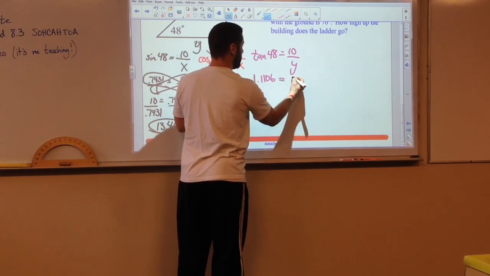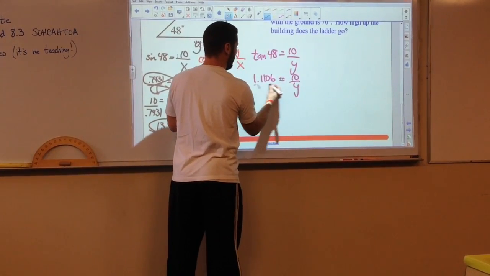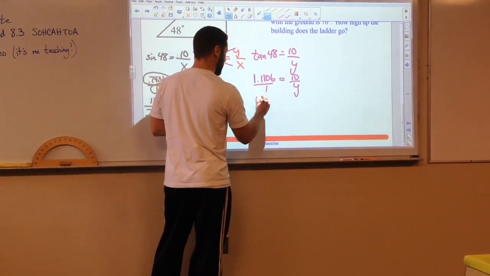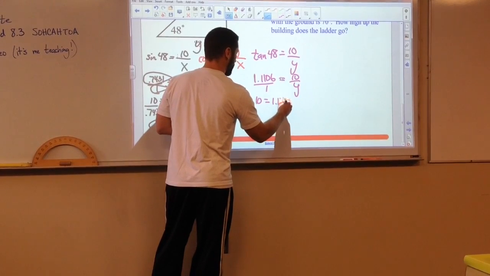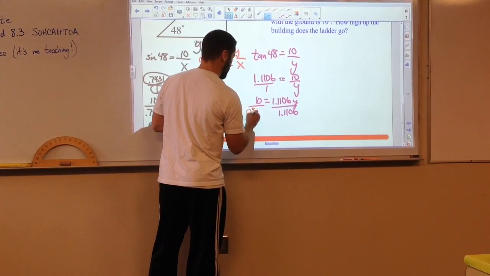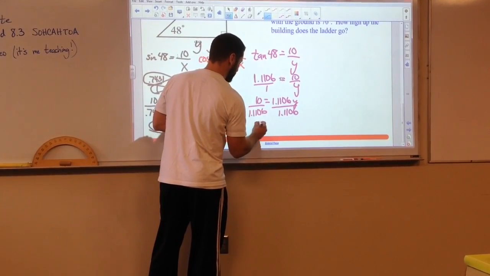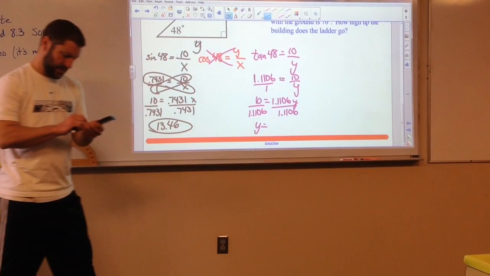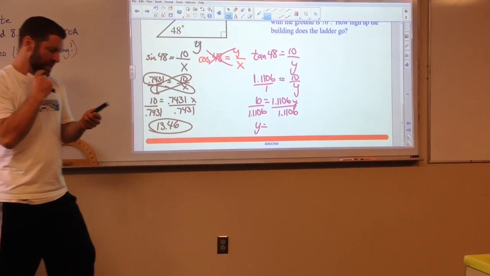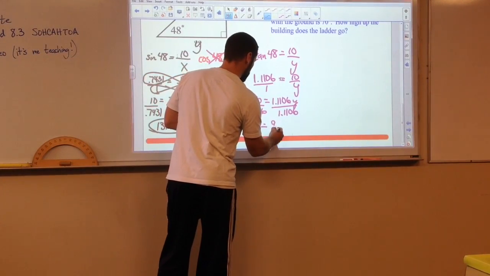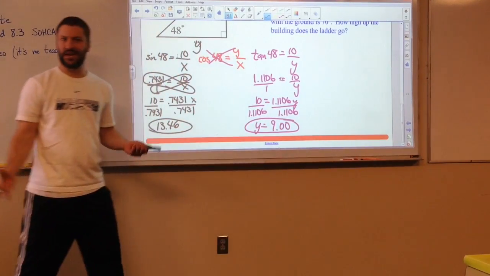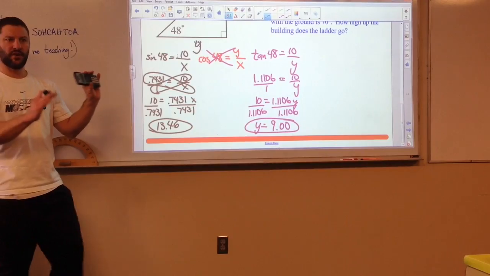1.1106 equals 10 over y. I'll put that over 1, and again, I can cross multiply to solve it out. 10 equals 1.1106y, divide by 1.1106. I got a y value of 10 divided by 1.1106. I got 9.00. It's 9.004 on mine. I'm going to go to 2 decimal places, and I got those 2 answers. Did you guys get those on your calculators?